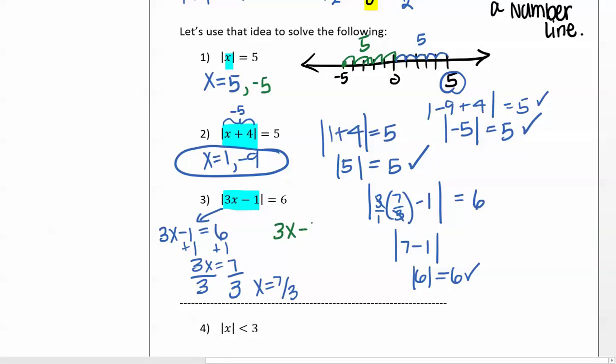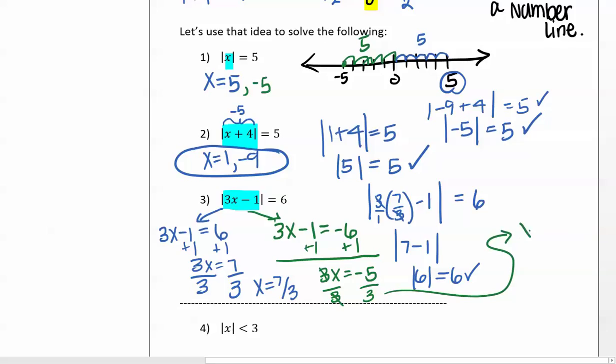But it's not the only answer, because we know that that inside can also equal -6. So if we add 1, we're going to get 3x is equal to -5. Divide by 3, divide by 3. And then the 3's cancel. And we get x equals -5/3. So we can check that answer. Okay, so I'm going to plug in -5/3 and see if it works.